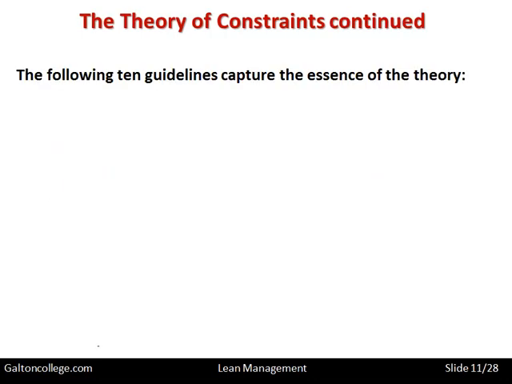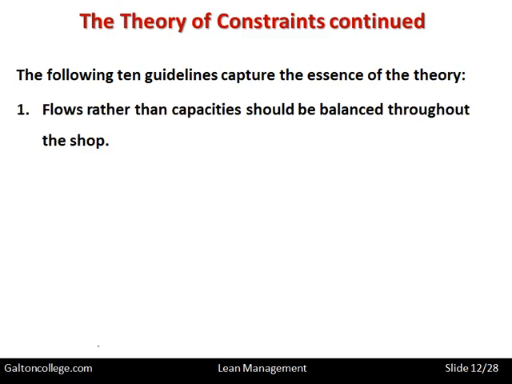The following 10 guidelines capture the essence of the theory, and some of these may seem a little vague and sometimes a little popularist in their appeal, but let's look at them nonetheless. For a start, we're dealing here with flows, and the emphasis should be on the flow throughout the system, not on the capacity of the system or the capacity of the individual components in the system. What we need to look at is the flow. Is there a bottleneck? Is there a hold-up?